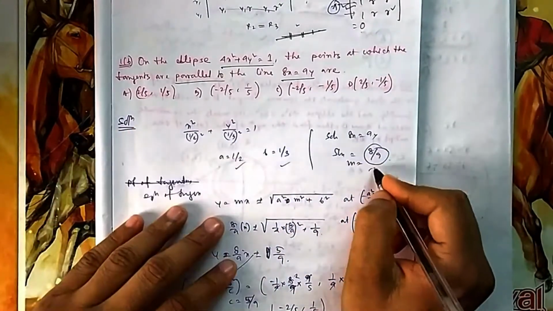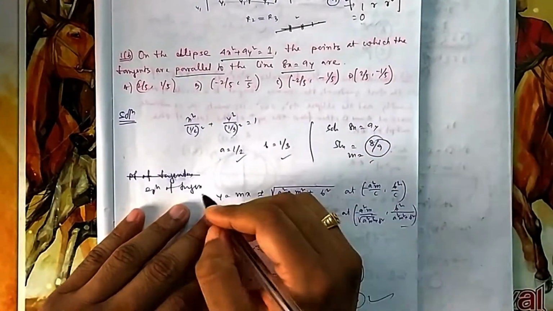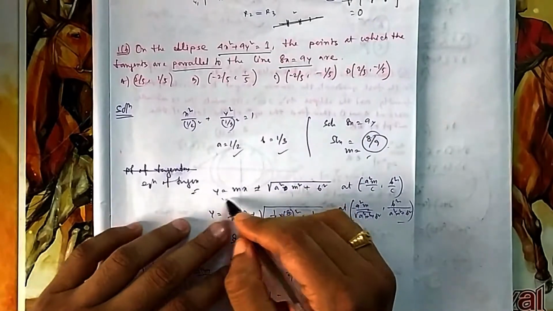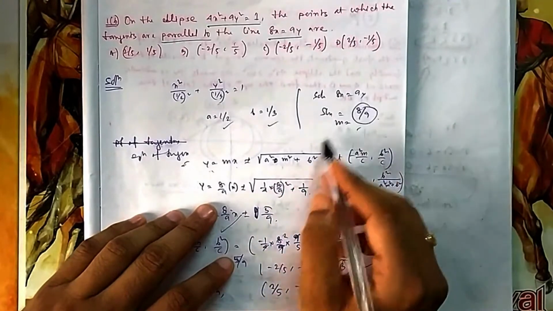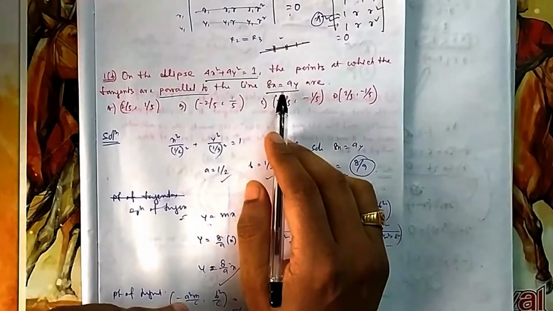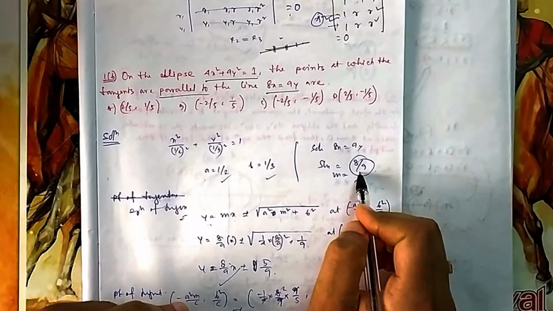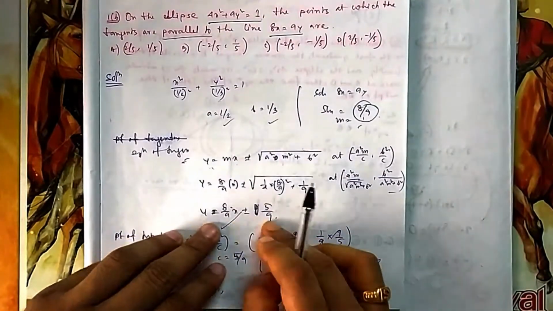So the slope of the given line is 8 by 9. And do you know the equation of the tangent to the ellipse? This is the format: y equal to mx plus minus under root a square m square plus b square. So you put all these values. You know what the slope m should be because it is parallel to this line, so the slope should be this. You put a and b, and you get the equations of these lines.